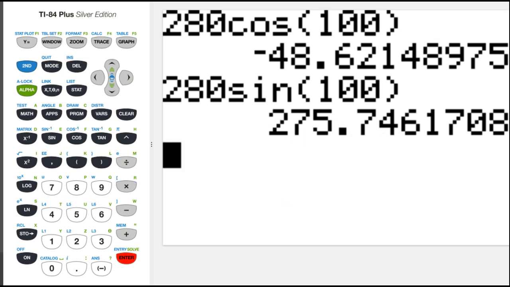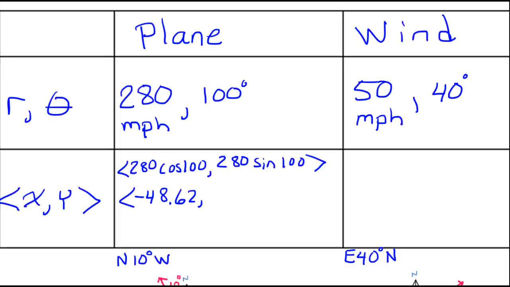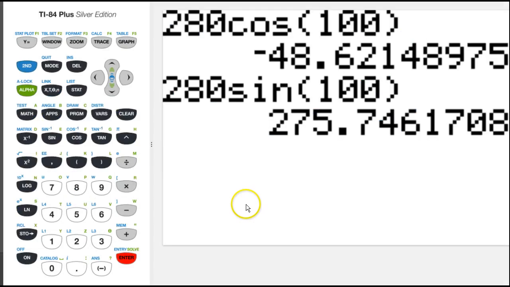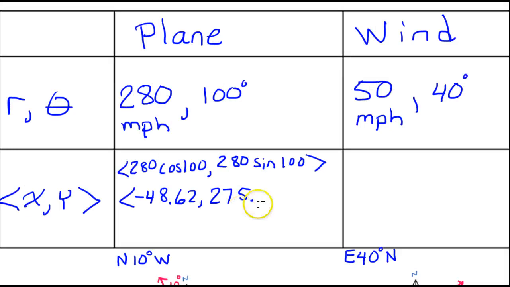and 275.75. Okay, that's the component form for the plane. So now let's find the component form for the wind.